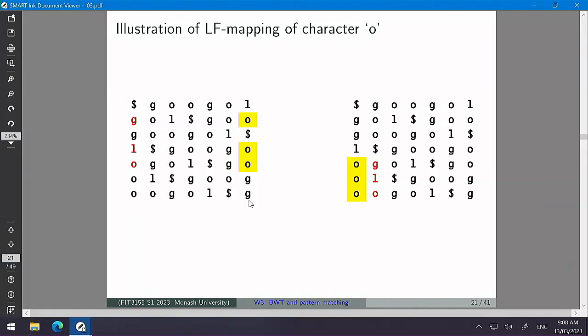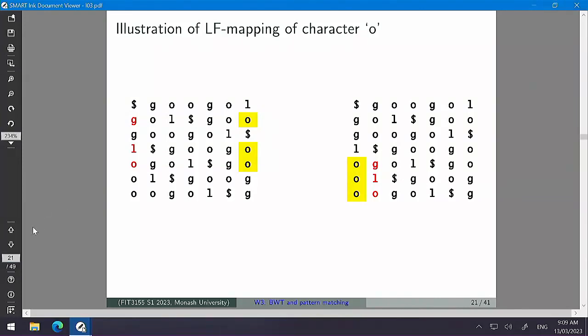Okay. So what you have here is positions where, in the first column now, the rank tells you $ starts at 1, G starts at 2, L starts at 4, and O starts at 5. So that's what a rank is. So it's a very simple arithmetic that you would have to do to compute the rank.